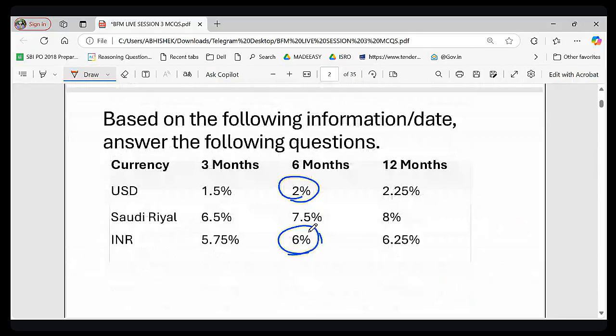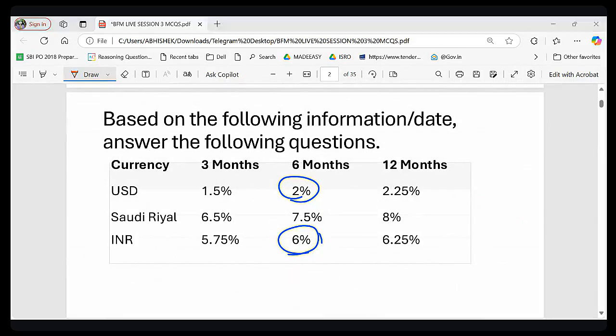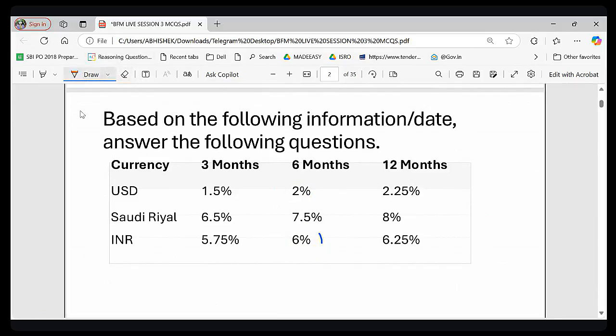Please, do you see this table? What is the 12-month interest rate for USD and INR? Just type what you think in the chat box. Yes, 2.25 and 6.25. Exactly. Very good, Dinesh, Shraddha, and Padma. So it is quite clear from the table that this one is the interest rate for USD for 12 months, and this one is the interest rate for INR for 12 months, 2.25 and 6.25 respectively.